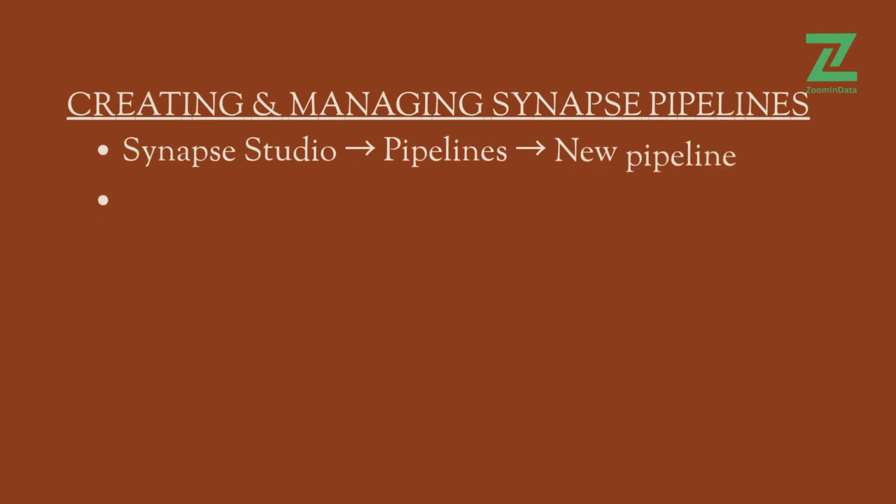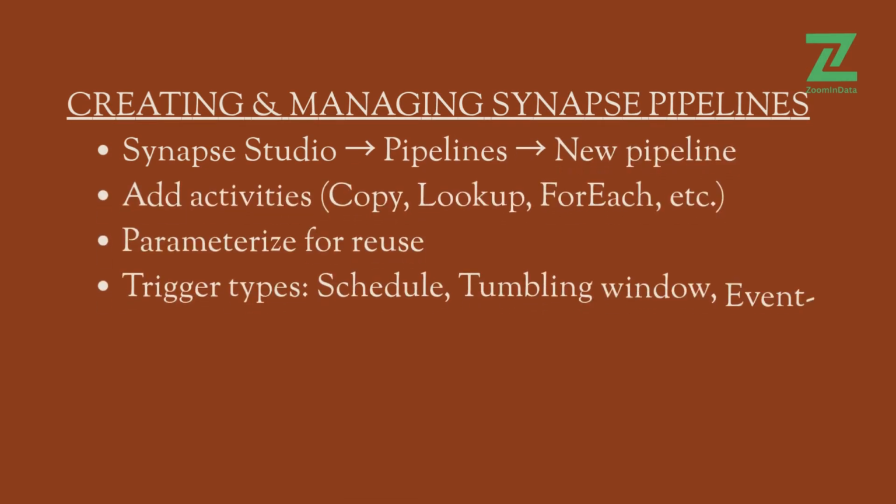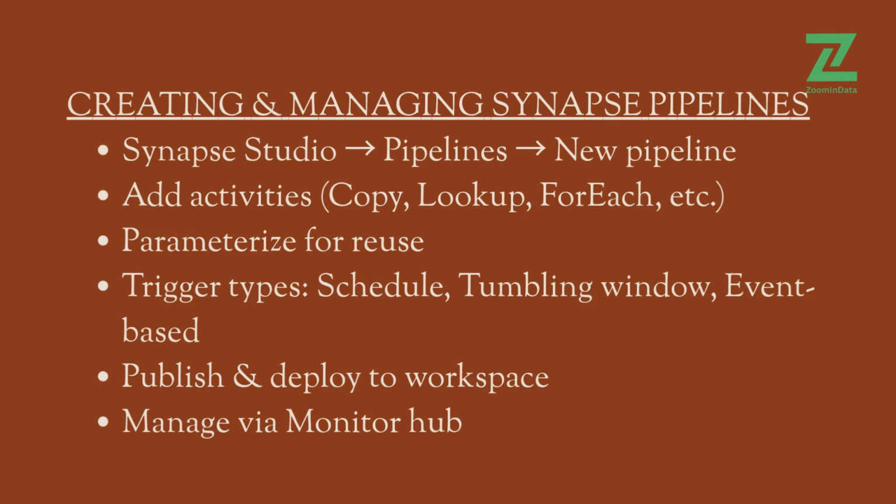Creating a Synapse pipeline is simple. In Synapse Studio, navigate to Pipelines and click New Pipeline. From there, add activities such as copy for data movement, lookup for metadata, for each for iterations, and so on. Parameterize them to make pipelines reusable across datasets. Set up triggers like schedule, tumbling window, or event-based for automation. Once ready, publish and deploy to your workspace, then manage runs and status through the integrated Monitor Hub.